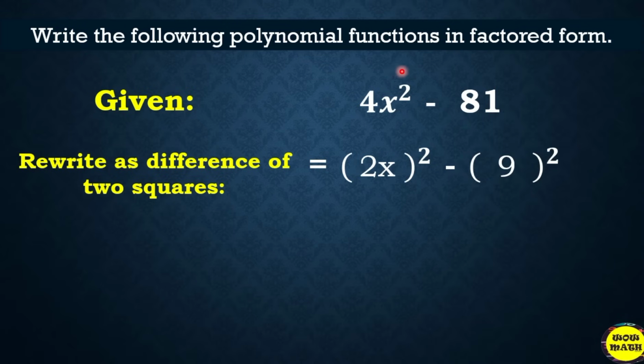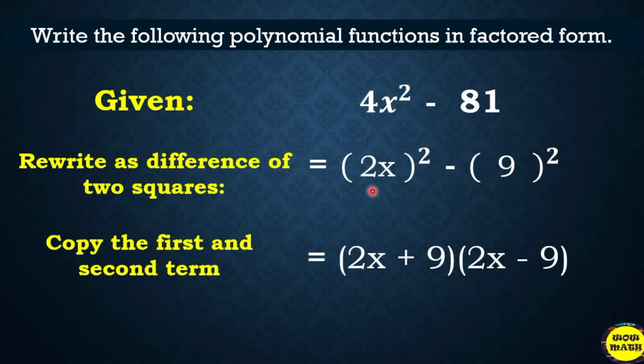Okay, squared natin yan. So, ano ang square root ng 4? That is 2. So, ito ay x. And then, square root of 81, that is 9. Okay. Now, so this will become your first term and this is your last term.